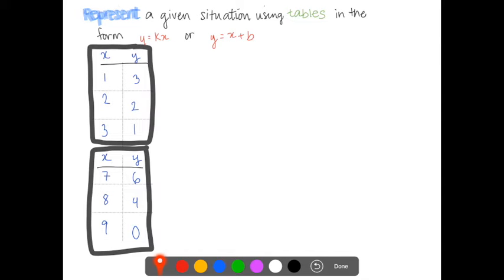In this video, you'll learn how to write a rule based on a given table. And the rule is going to be in the form y equals kx or y equals x plus b. Let's go ahead and look at our first table in here.